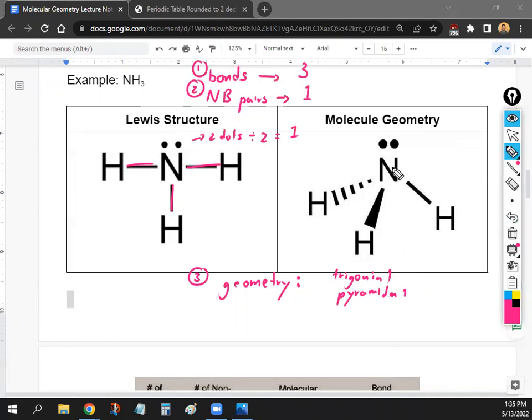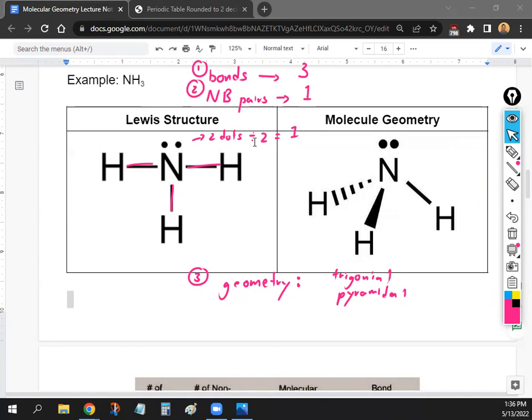And you guys can kind of see that this looks like the general structure that's on your chart. You get like a little pyramid shape thing. And so that's why it's called trigonal pyramidal. Got a few more examples to go over, but does that make sense using the chart? Just count the bonds, the non-bonding pairs, and that'll give you the geometry.